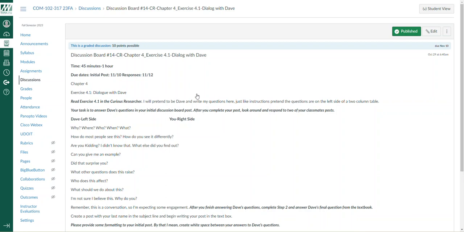So if you can, read exercise 4.1 in The Curious Researcher, where I pretend to be Dave. So I am Dave, and I'm asking you all those questions. Dave is on the left side asking the questions. You can be on the right side and explain your answers. You can set up a two-column table in a Google Doc or a Word doc, and you can record the questions here and also your answers. It's a pretty straightforward activity, kind of getting you into the how and why of your topic.